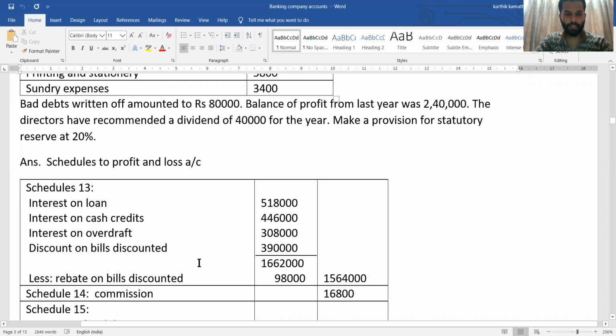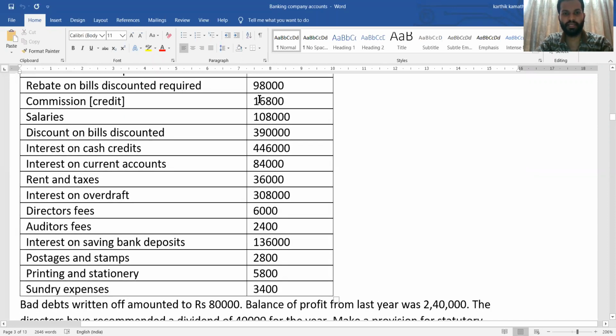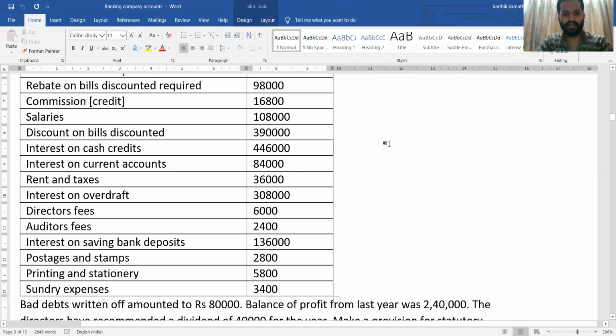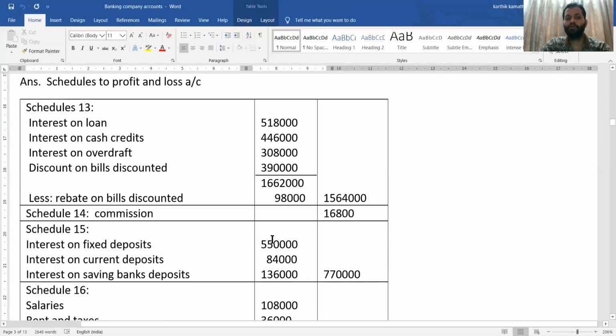So that thing you need to remember. Then commission, credit balance in the given information in the question, that is 16,800 is your commission. Schedule number 14 we are going to write commission. Then schedule number 15, interest expended. Interest expended means it is an expense to the bank. Fixed deposit, current deposit, saving bank deposit, the bank is giving interest to the customer, so it is an expense to the bank. So we are writing under schedule number 15. So schedule number 15 total is 7,70,000.